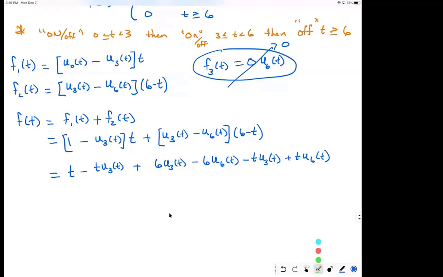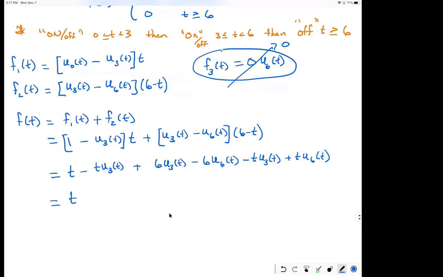So I'm going to go back through and check my algebra to make sure that's correct. So I distributed that t to both terms. That looks right. Then I distributed the 6 to the first two terms. And that looks right. And then I distributed this minus t to both terms. So that's minus t times u sub 3 of t, and minus 6 times minus 6 is positive t times that. Okay, so then we should put some things together that are like terms.